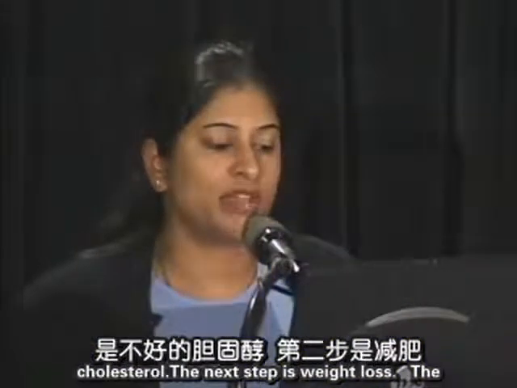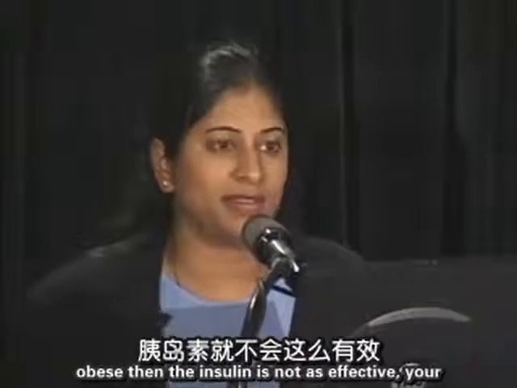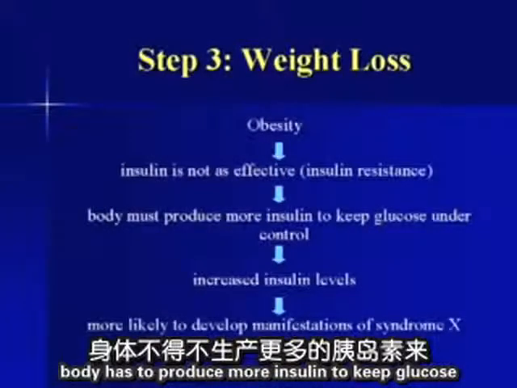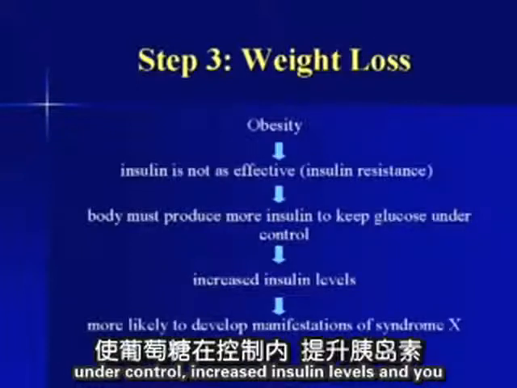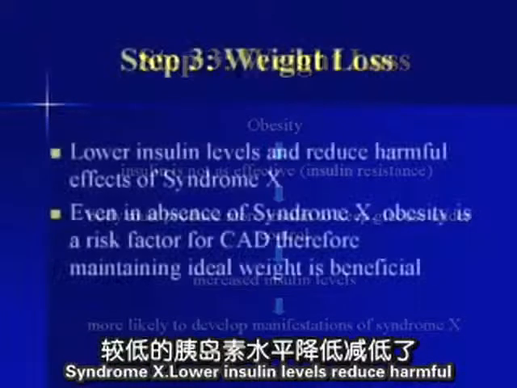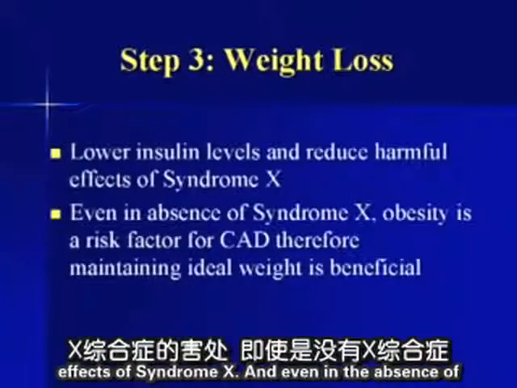The next step is weight loss. The reason that weight loss is good is because if you're obese, the insulin is not as effective. So your body has to produce more insulin to keep glucose under control, which leads to increased insulin levels, and you're more likely to develop the manifestations of Syndrome X. So lower insulin levels reduce harmful effects of Syndrome X.